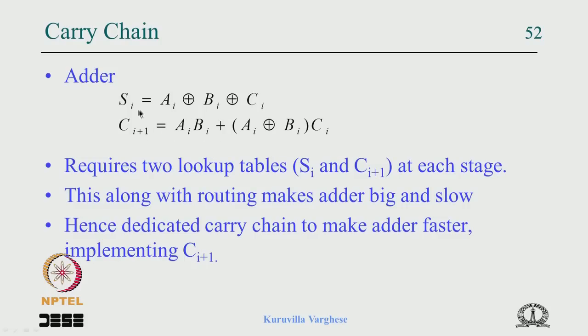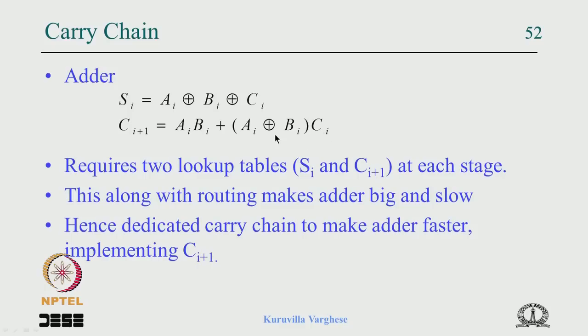And if you look at the carry, Ci+1 is nothing but Ai Bi, that means if both are 1, then the carry is 1, or Ai exclusive OR Bi, that means either of them is 1, then if the carry input is 1, the carry output is 1. So Ai Bi or (Ai exclusive OR Bi) and Ci.